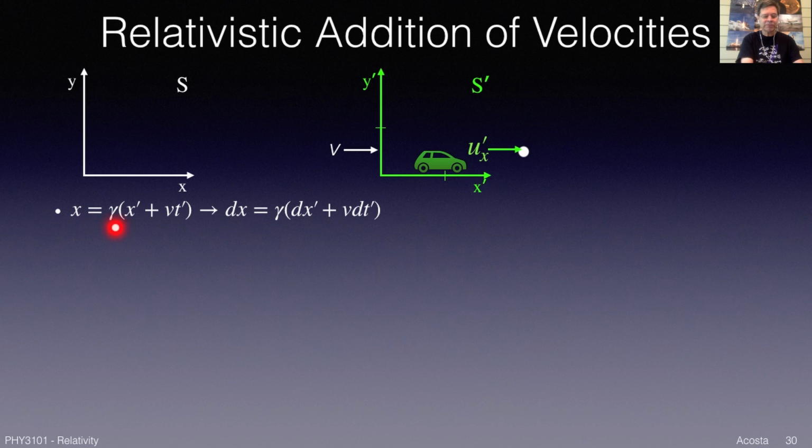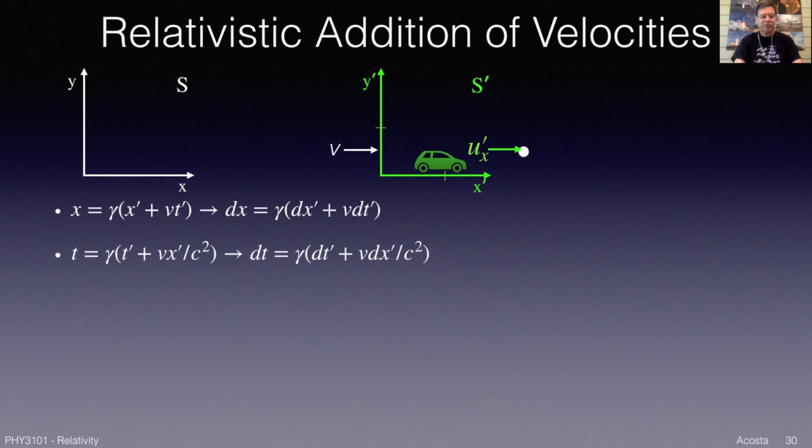And now let's take a differential of this. That's kind of like taking a derivative or taking small displacements in the quantities that vary, x and t. So we're going to do a dx, and that's going to give us gamma times the quantity dx prime plus v dt prime. Okay, so small displacements in x prime and t prime.